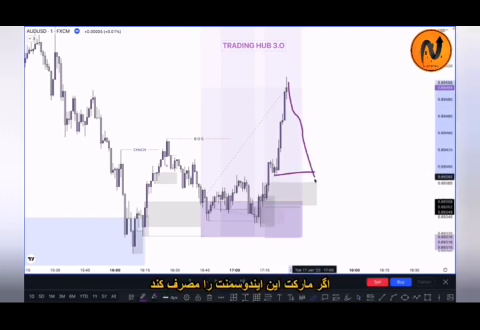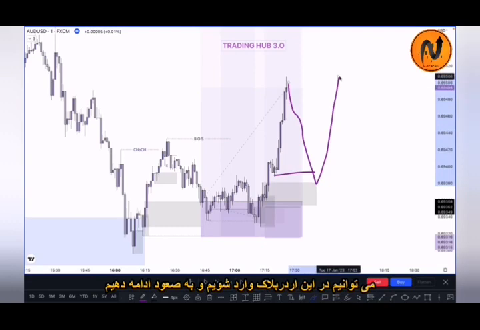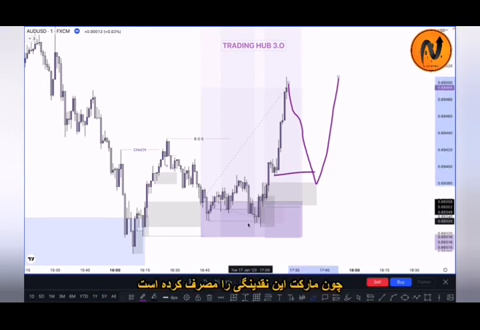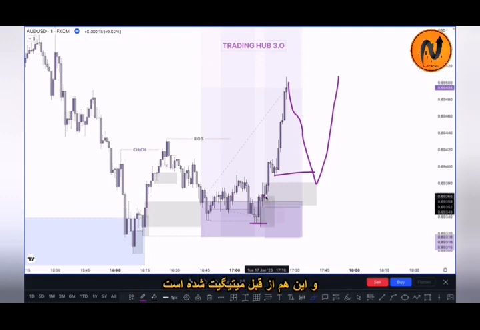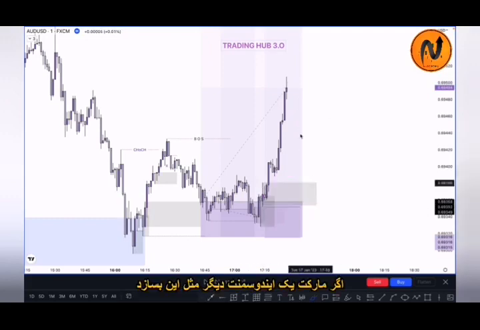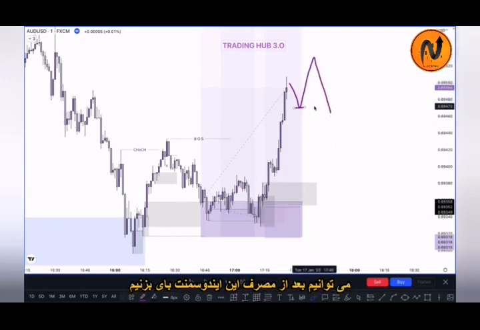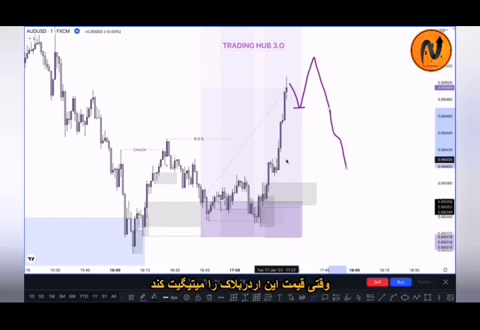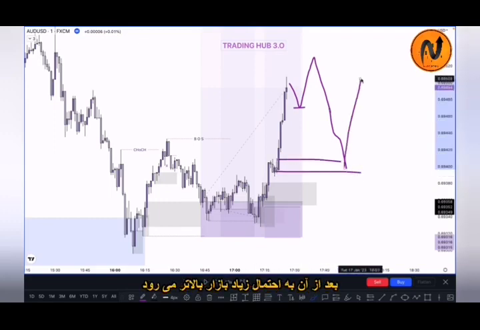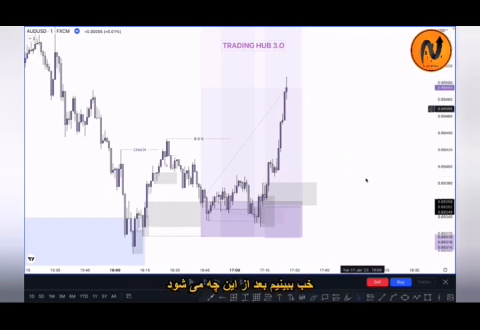If market taken out this inducement, mitigate this order block, and we can continue go higher. Why? Because market taken out this liquidity and this is already mitigated, so we can shift on this order block, which one is here, right? If market create another inducement, something like this, okay, so we can buy after taking out this inducement and mitigate this order block, which one is here, and definitely go higher. So let's see what happened next after this one.